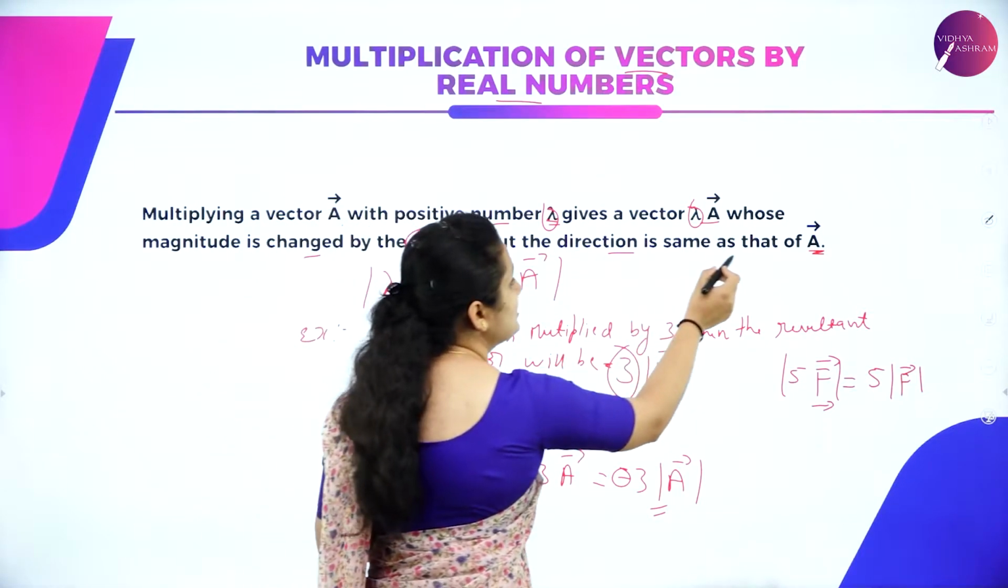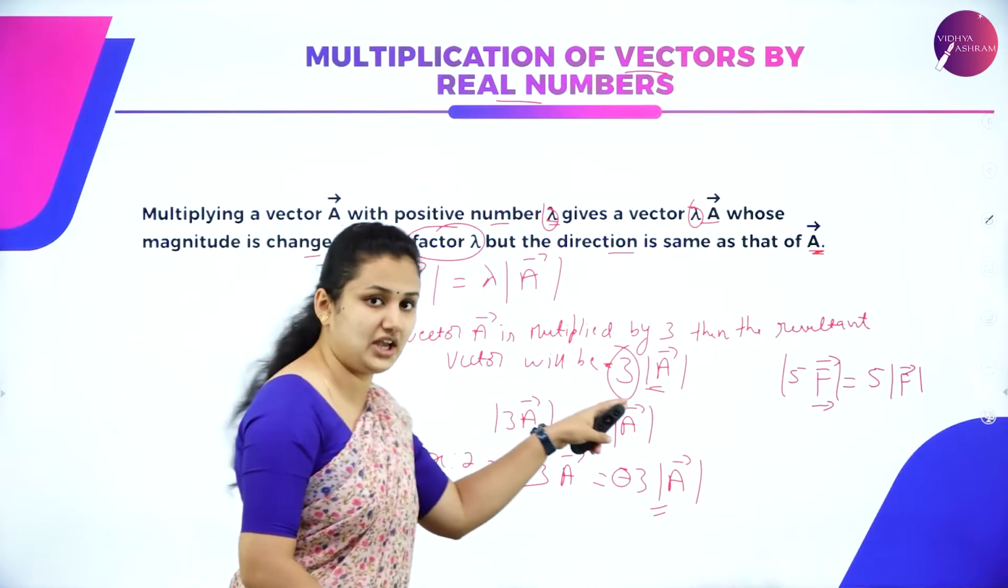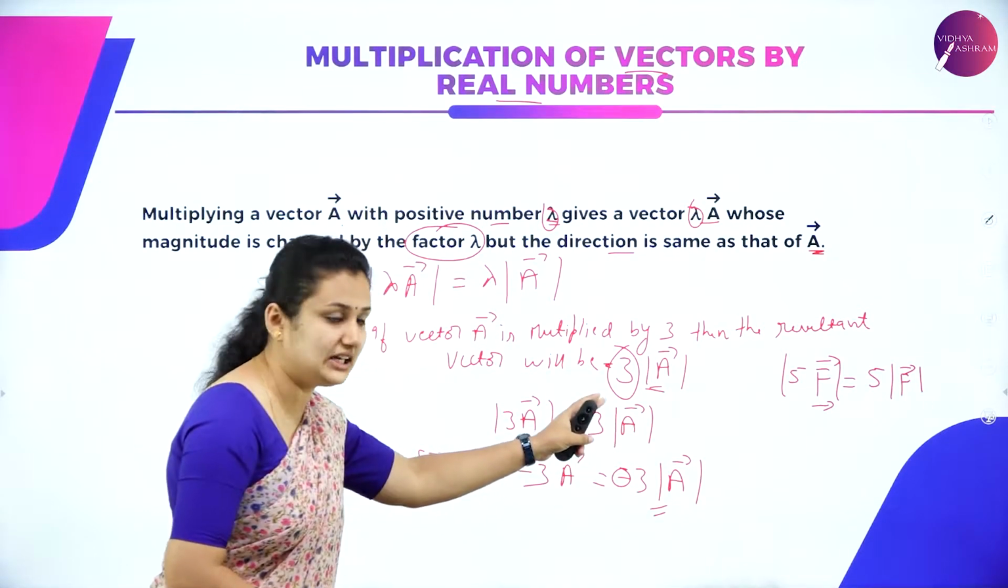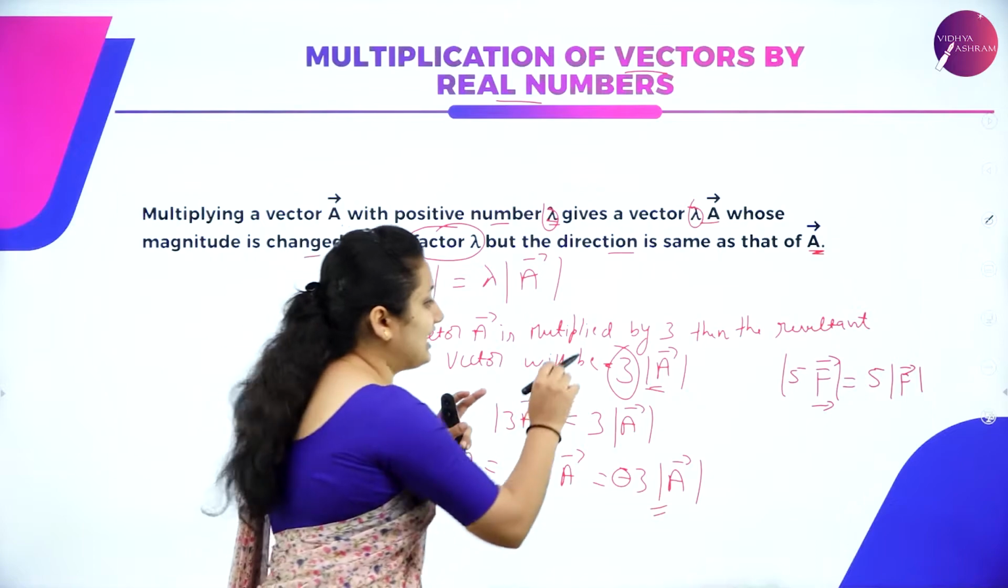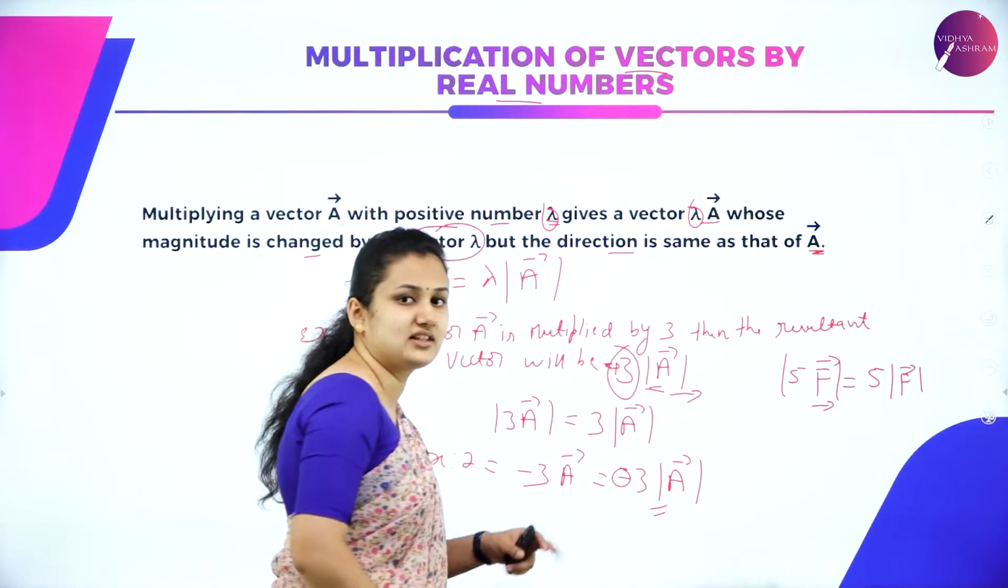But the direction is same as that of A. Same as that of A. Magnitude is changed. I multiplied a factor lambda. I multiplied a factor 3. Magnitude is changed, but the direction of vector remains same. It is +3, so it remains same as that of A.